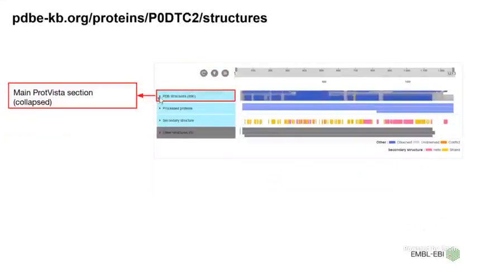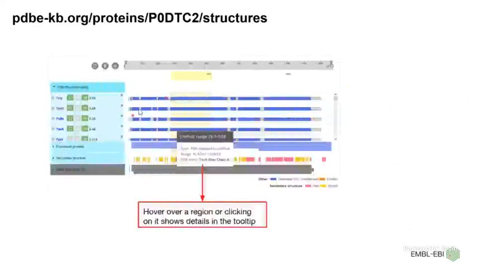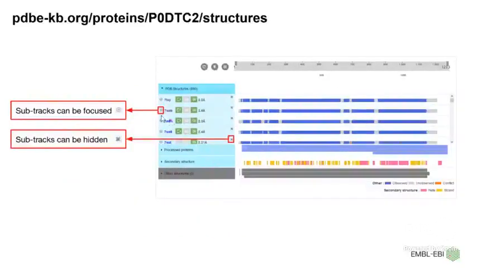You can collapse by clicking the arrow or the main Protvista section. If you hover over any region or click on its details, you can see the details of that particular residue on the tooltip. There are icons like this circle where you can focus on a particular subtrack, and you can hide a particular subtrack using this cross button.